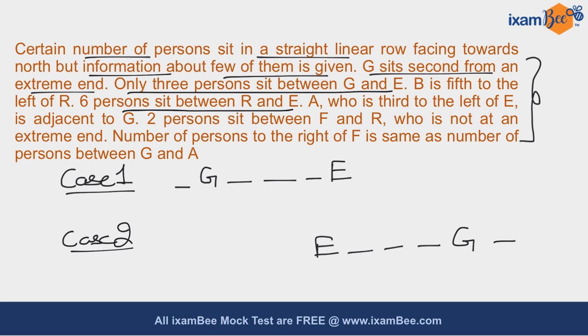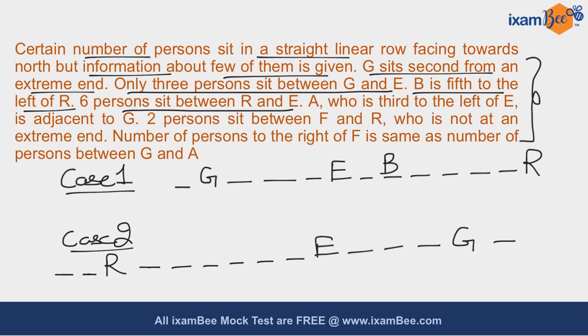Now it is given that 6 persons sit between R and E. So accordingly you can draw your diagram. You have to place 6 persons between R and E. So here is your R, and in the second case you have to place 6 persons between your R and E. So this is your second case. Now it is given that B is fifth to the left of R. So in case 1, I'll place B over here, and in case 2, I'll place my B over here. So accordingly, I have drawn my two cases.